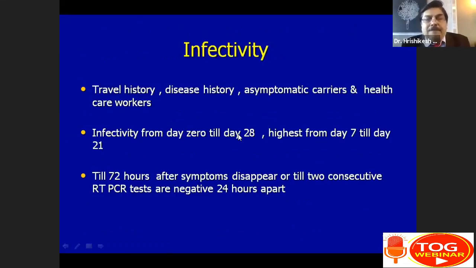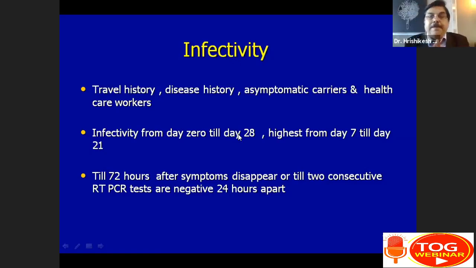If you look at the infectivity of the virus, you need to have either a travel history or a disease history. But as I told you, the biggest problem is the super spreader, the asymptomatic carrier. And this is going to be a problem for us in our private practice in the future as well. And of course, the healthcare workers also can be infective. As I told you, the infectivity starts from day 0 till day 28.